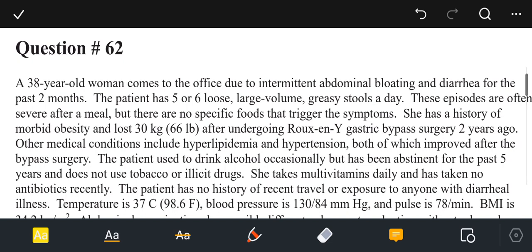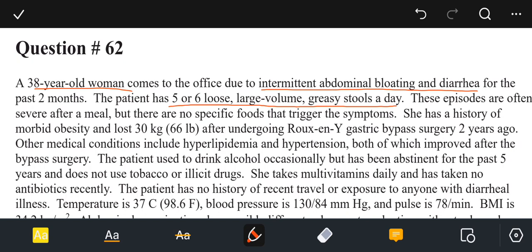The next question is question number 62. In this question, they are asking about a 38 years old woman who comes to the office due to intermittent abdominal bloating and diarrhea for the past 2 months. The patient has 5 or 6 loose, large volume greasy stools a day. These episodes are often severe after meals, but there are no specific foods that trigger the symptoms.